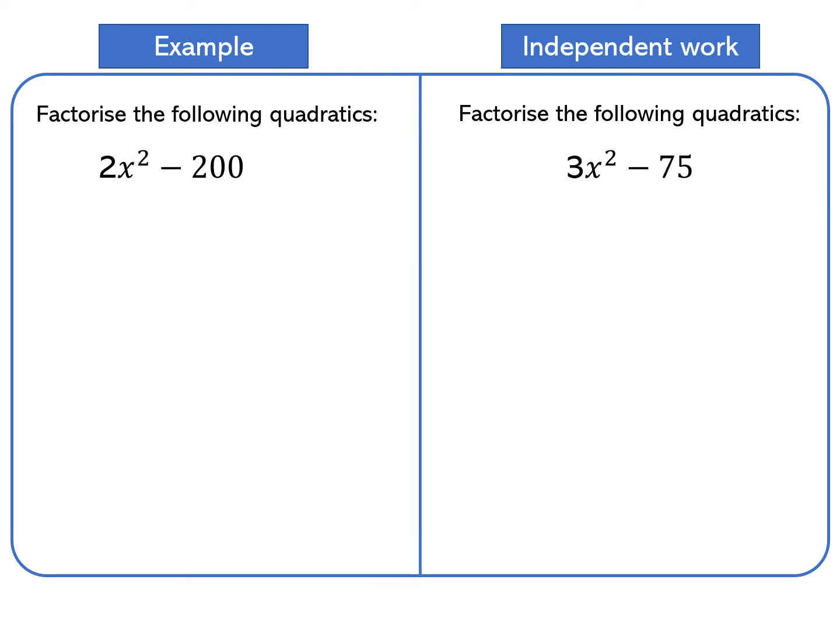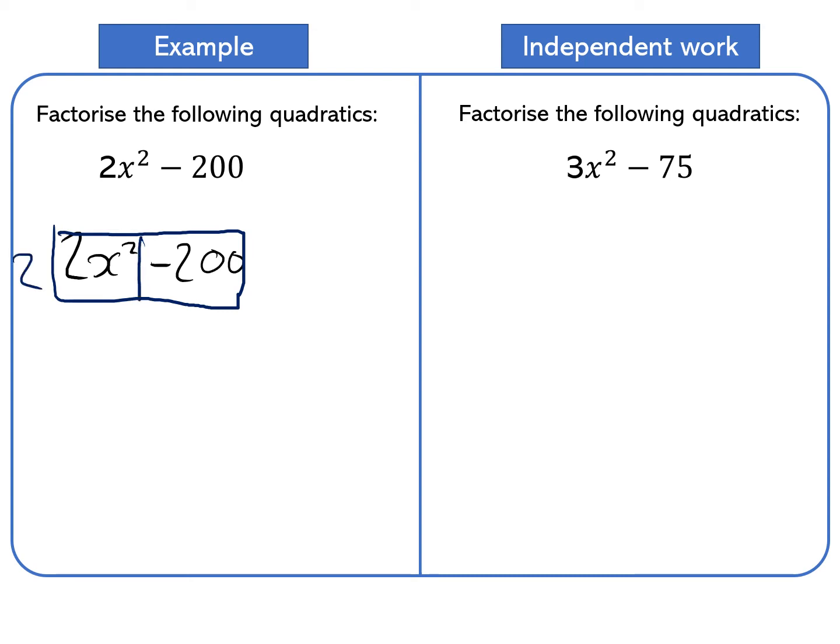So this is one of those where I need to factorize it twice. That only becomes obvious a bit later on. Box that up. What's common to both sides is 2, so I've got 2 times x squared is 2x squared, and 2 times 100 is 200. So I've got 2 bracket x squared minus 100. And we can see that can be factorized again.